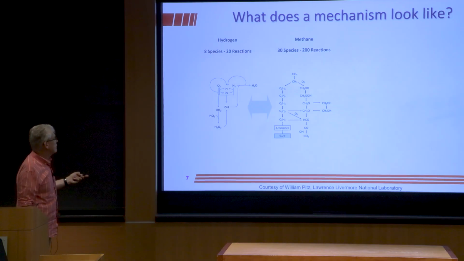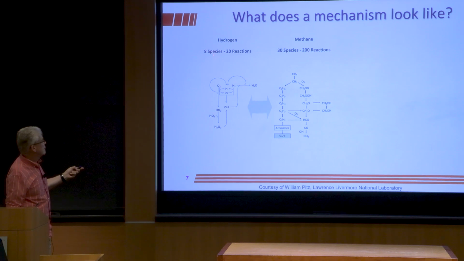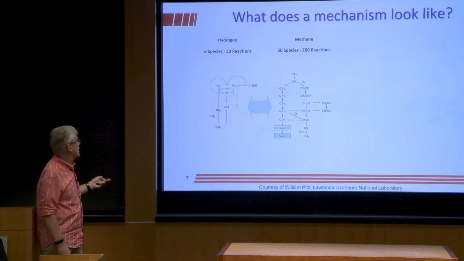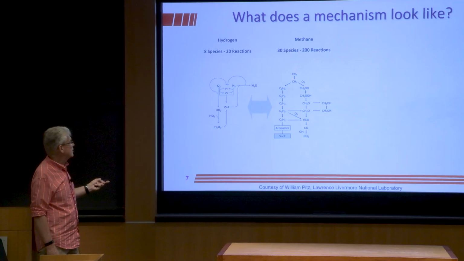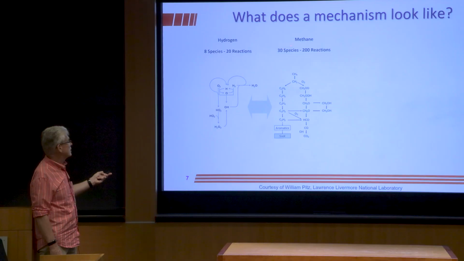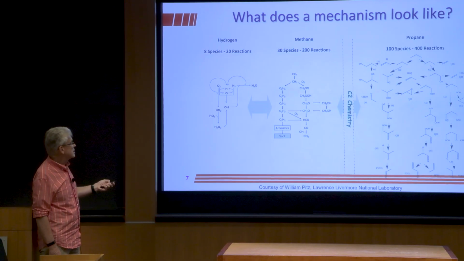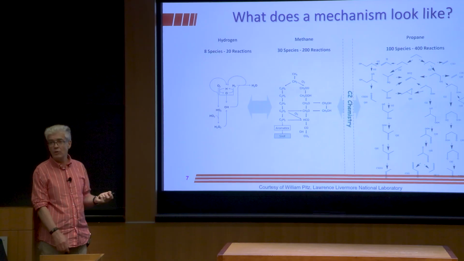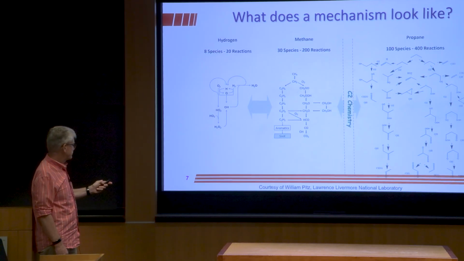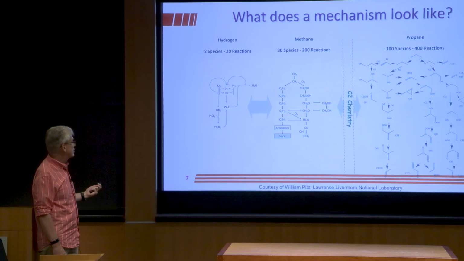So if we look at hydrogen, typically a mechanism involves 8 species and 20 reactions. As we go higher, the number of reactions and the number of species increases. So methane, as I said, 30 species, 200 reactions. If we go to C3, about 100 species, 400 reactions. So the bigger the molecule we go, the larger the mechanism.